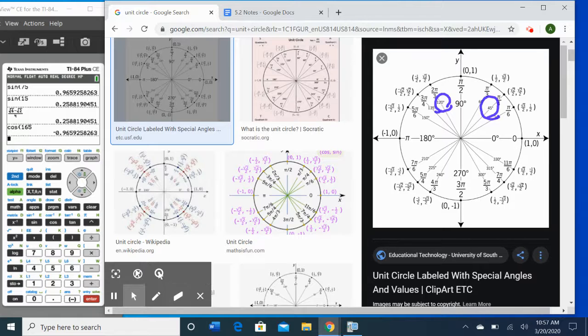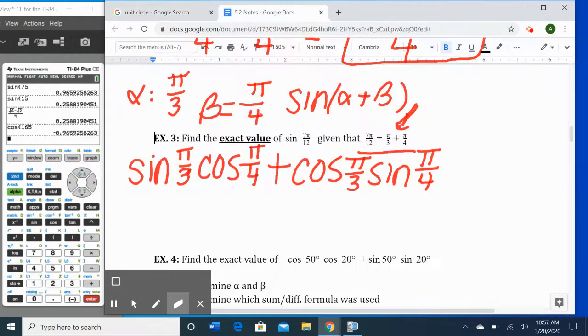So this time I'm using pi over 3. Okay, maybe not. This is more complicated than it's worth. Okay, so pi over 3 and pi over 4. So sine is y, cosine is x. For some reason, my pen works better on Google Docs.